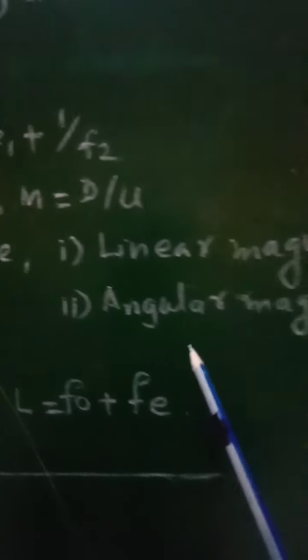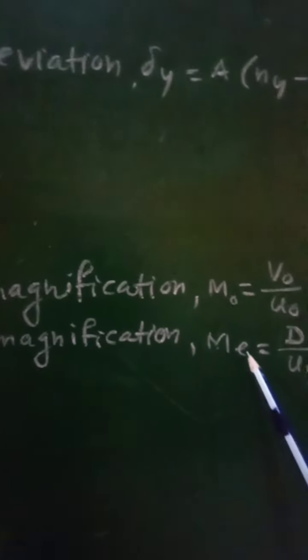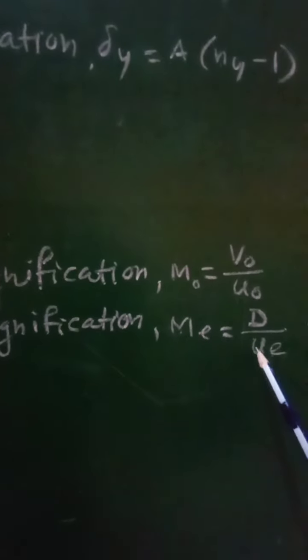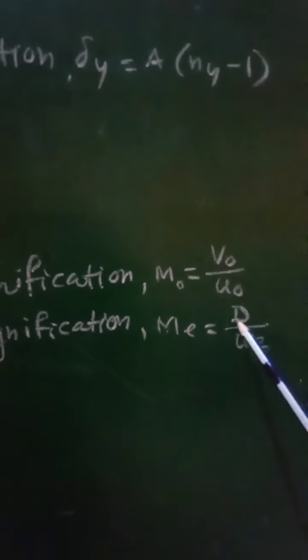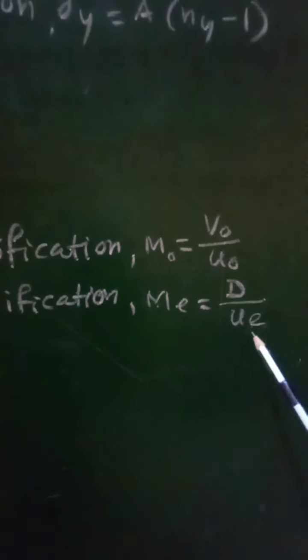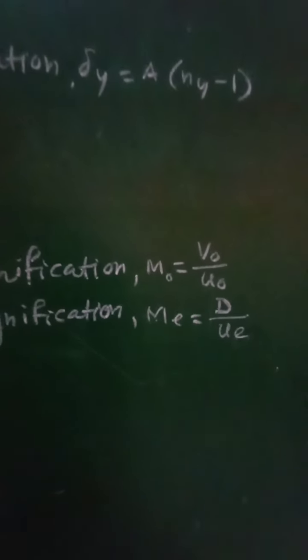Similarly, the angular magnification is given as ME equal to D upon uE, where D is the distance of distinct vision and uE is the object distance for the eyepiece.